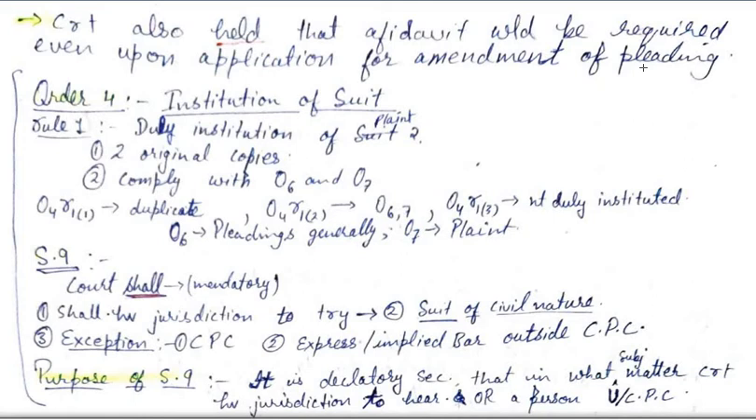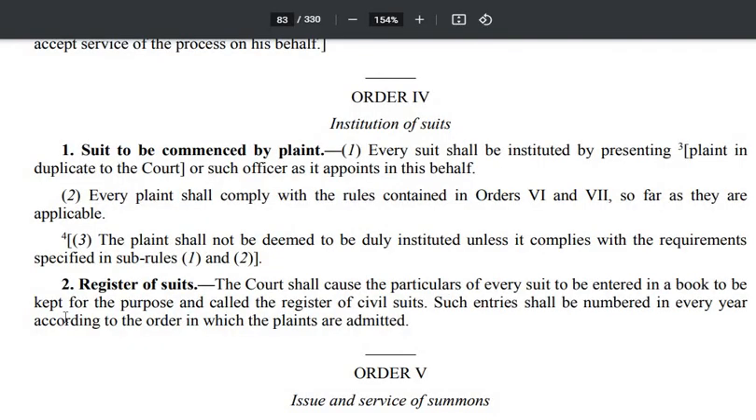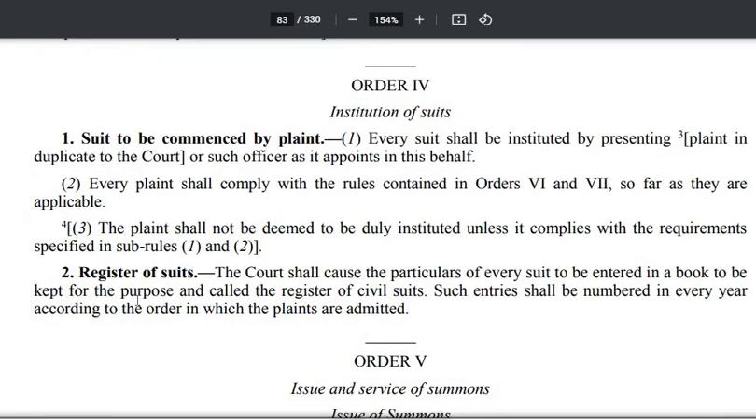अब इसके बाद नेक्स्ट डिस्कशन है, that is about order 4. Thereafter we would move to the jurisdiction, section 9. अब ऑर्डर 4, that is institution of suits. मैं ये आपको बता भी चुका हूँ कि how the suit is instituted, duplicate copies and all that. Every suit shall be instituted by presenting plaint in duplicate to the court or such officer as it appoints in this behalf.